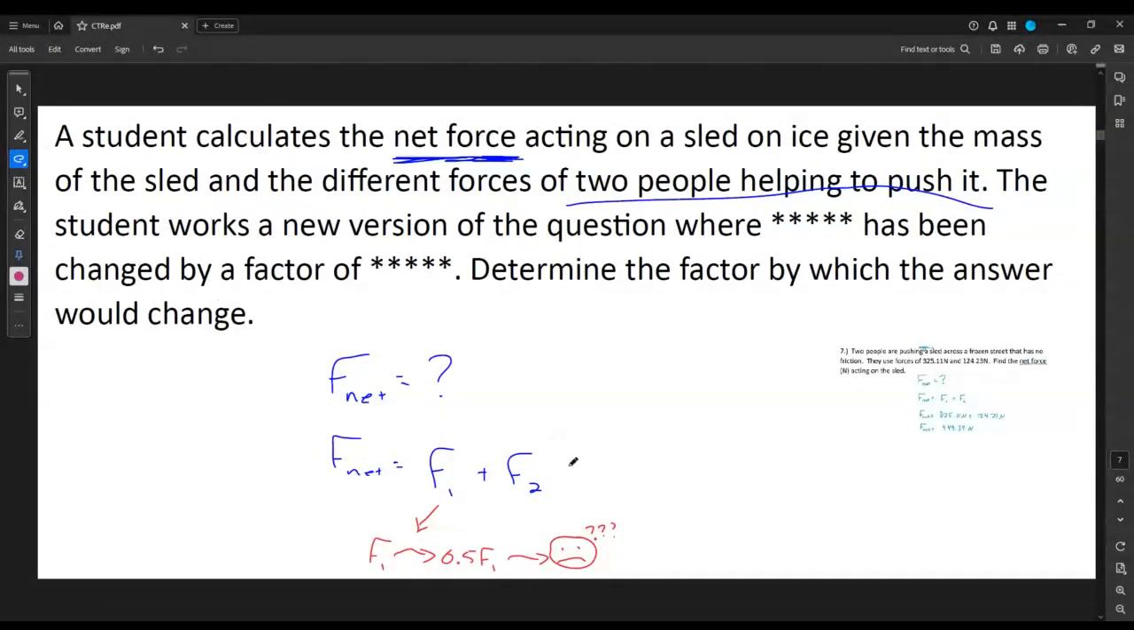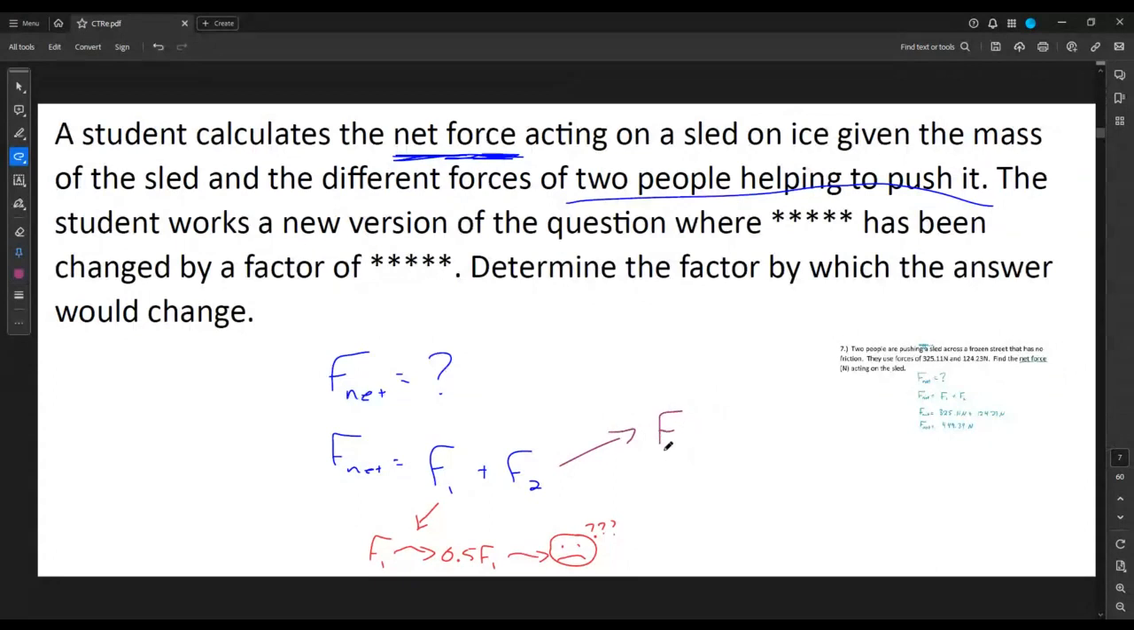But let's say that the question asks you to change all of the forces. So just F1 and F2 are changed by some factor, so then I need to include that factor. Let's say it's changed by 0.5 like I've used in the other examples. This is for F1 and F2, so all the forces are adjusted by this factor. Then that factor affects both of these things, and that means the ratio of your new answer compared to your old answer is going to end up being the same as that factor.